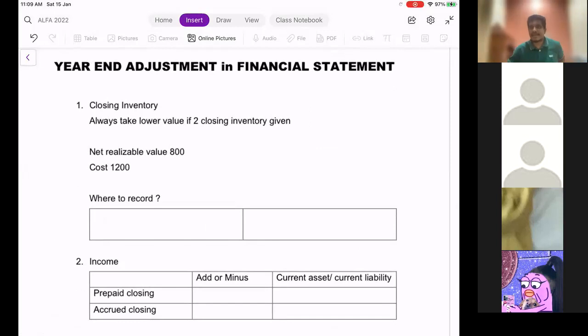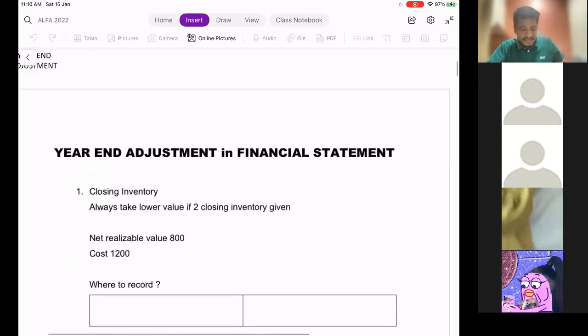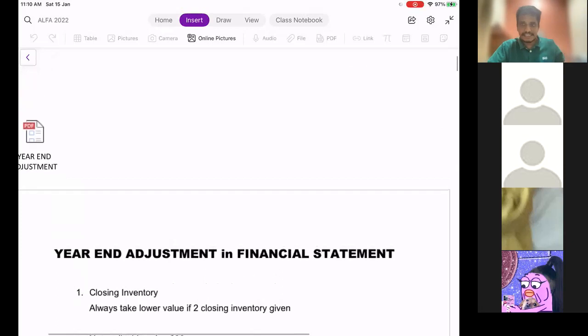Okay, this year-end adjustments is very important for your future topics. For Year 11 future topics, you must understand this year-end adjustments. So I will explain what are the year-end adjustments that we have. After that, we will do one question. So before that, let me explain the year-end adjustments.